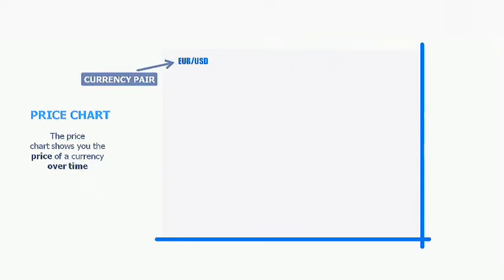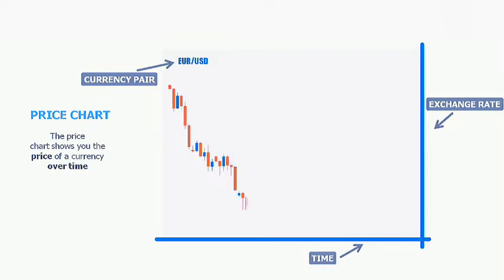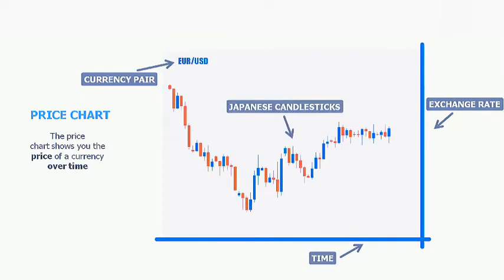A price chart shows how the exchange rate between two currencies develops over time. If you look at the chart on the right, you can see that the exchange rate is displayed on the right-hand side, and the time is displayed on the bottom. The chart type we use is called a Japanese candlestick chart. It is made up of shapes that look like candlesticks.